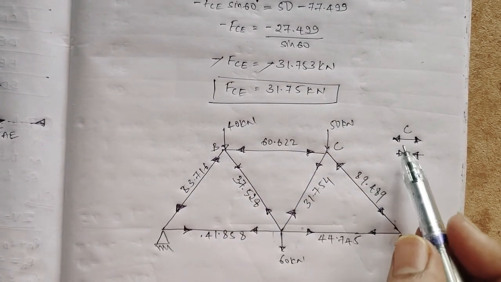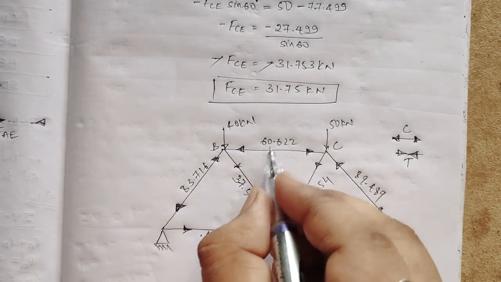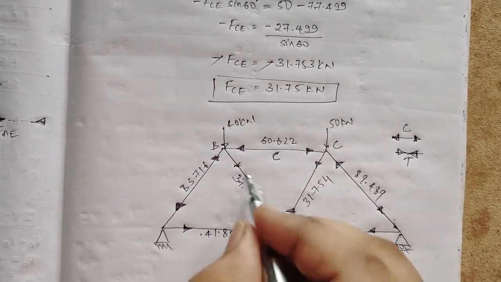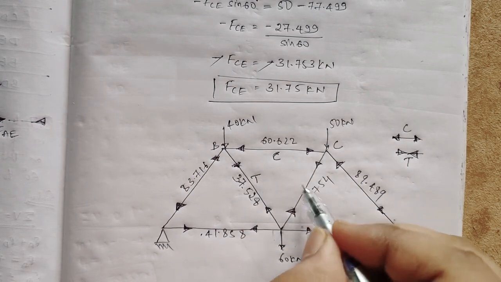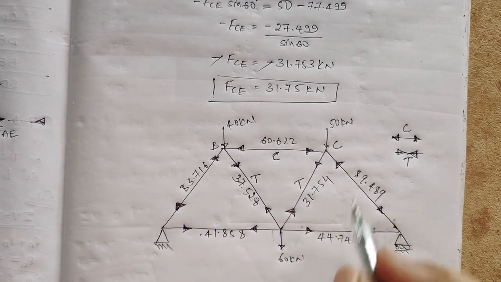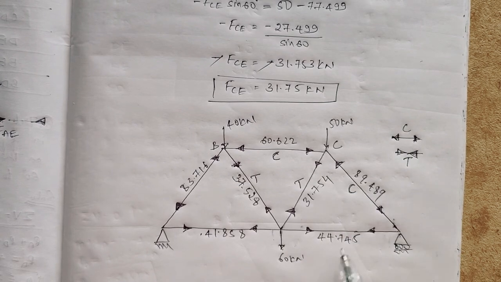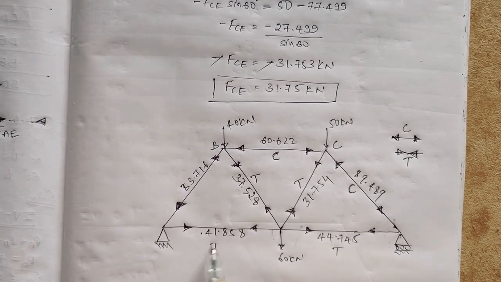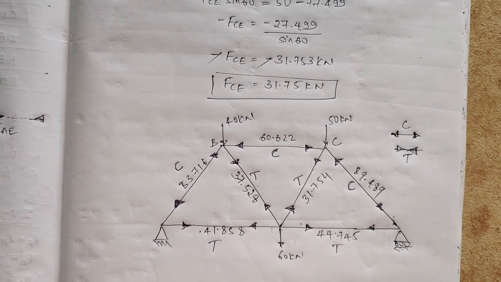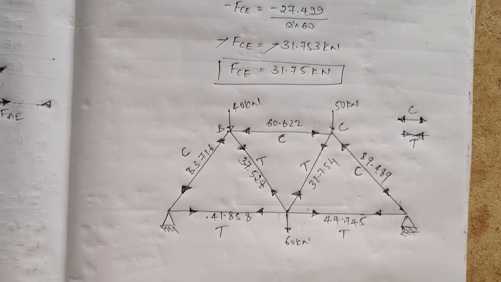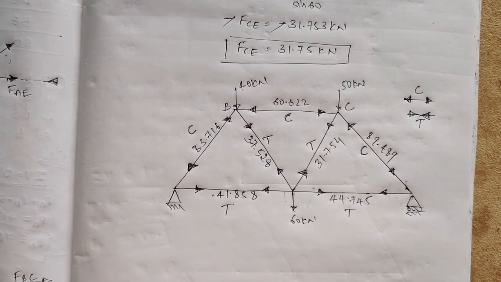Okay, now moving away from each other it is compression. Here, going towards each other, it is tension. This one is also coming towards each other, so it is tension. Going away from each other, it is compression. So: tension, tension, compression. Okay, all the members are over. Like this we will solve the problem in the truss.